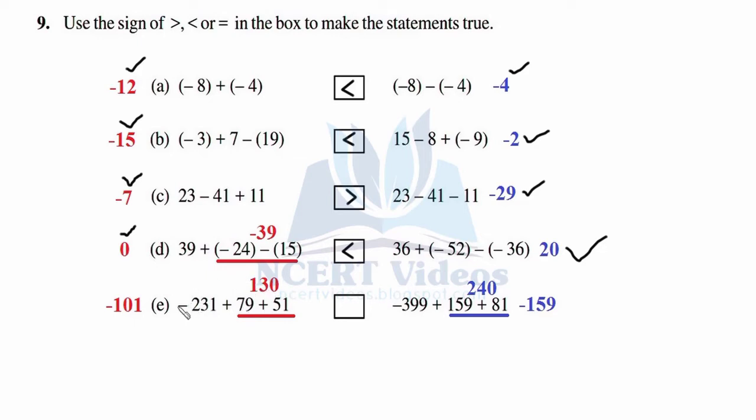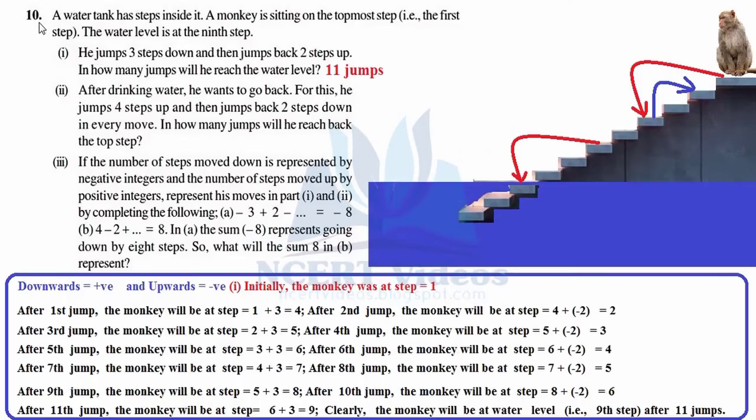Last question, E. Minus 231 plus 79 plus 51, both the positive numbers sum to 130. Minus 231 plus 130 is minus 101. On the other side, minus 399 plus 159 plus 81. 159 plus 81 is 240. Minus 399 plus 240 is minus 159. So here again minus 101 is greater than minus 159. So we have to write down the symbol. Minus 101 is greater than minus 159.